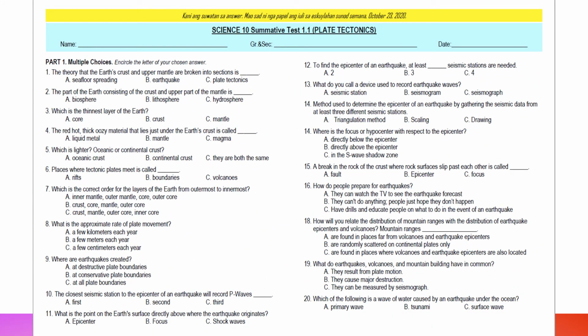In your module for week number 3, there is a summative test in science. This is Science 10 summative test 1.1 entitled Plate Tectonics Test. It has 4 parts. Part 1 is the multiple choice part, 1 to 20. You simply have to encircle the letter of your chosen answer. The bond paper that you receive for the summative is the answer sheet, not the yellow pad. Pass it on October 23, 2020.